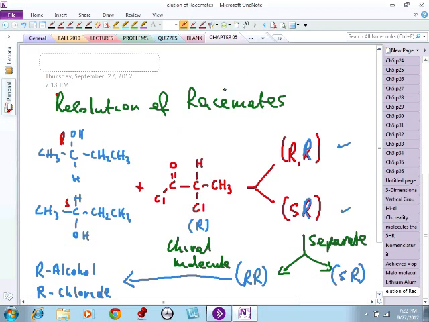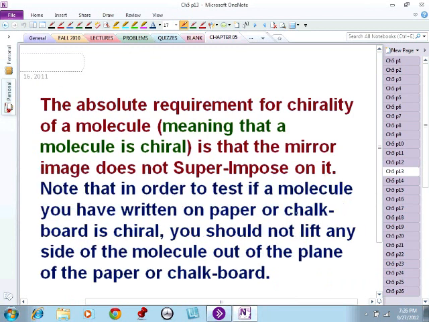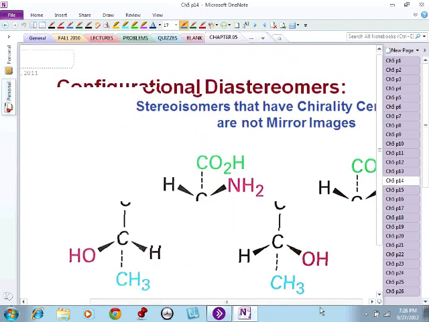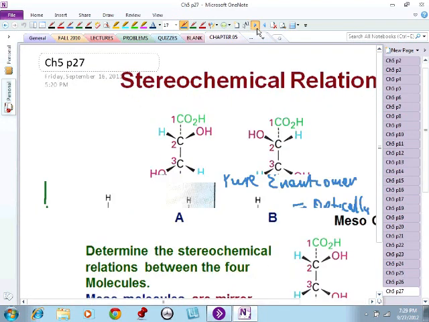So at this point, since we are at the end of this chapter, I want to quickly run through all of the slides for the chapter just for the record. And for the existence of a molecule to be chiral, that molecule will not superimpose on its mirror image. That is the absolute requirement for a molecule to be chiral. Okay? That is the absolute requirement. Okay, examples of configurational diastereomers. We are going to chapter 7.